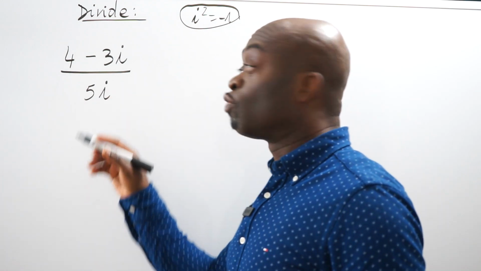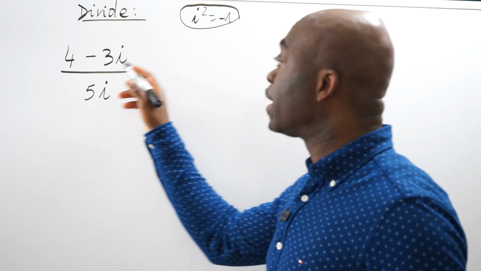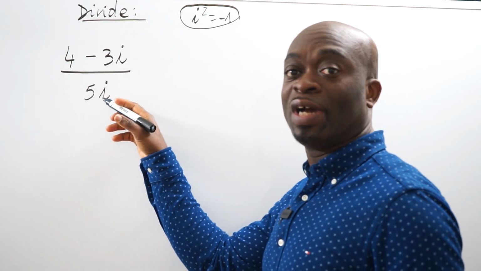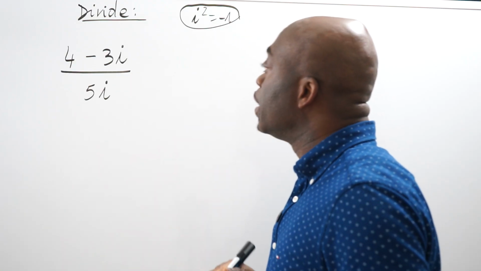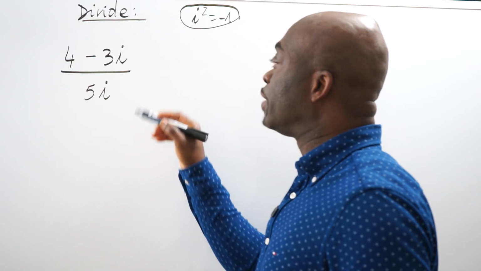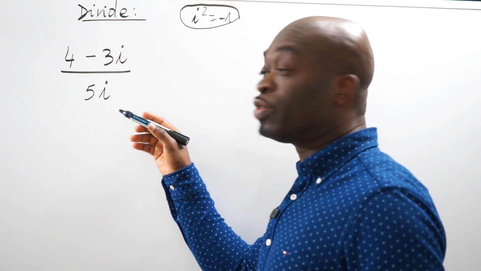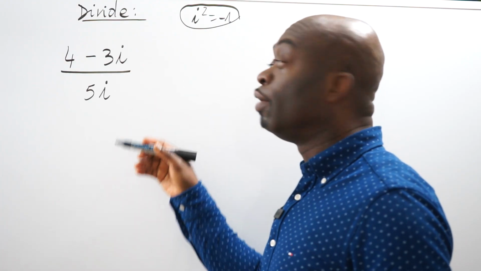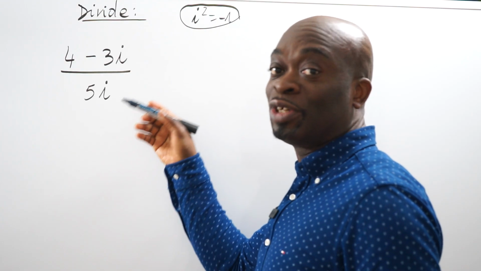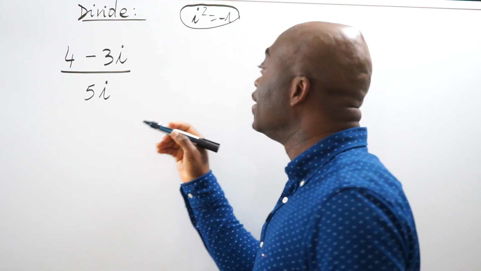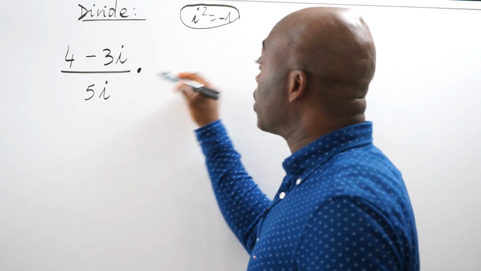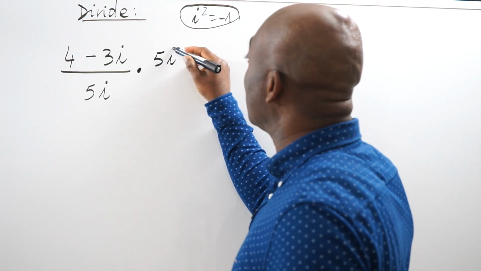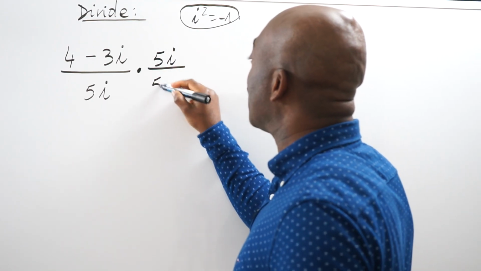Let's divide this rational expression here. This is (4 minus 3i) over 5i. So we're talking about imaginary numbers here. And as we divide it, the best thing to do is to use the conjugate of 5i, which is just 5i in this case. So we will multiply this expression with another 5i and make a fraction with it.